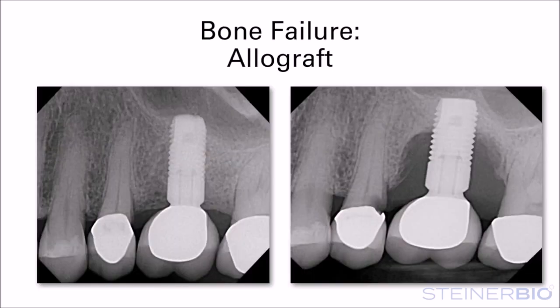So let's look at some cases. On the left-hand side, we have a beautiful implant, very nicely restored. Bone looks okay from here. All of a sudden, you go a few years later, on the right-hand side, the bone is blown out. And you go back into the history, and you see that this site was grafted with an allograft prior to implant placement, and this is bone graft failure. Bone failure due to placement of an implant into allograft.